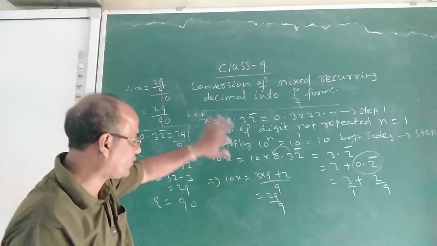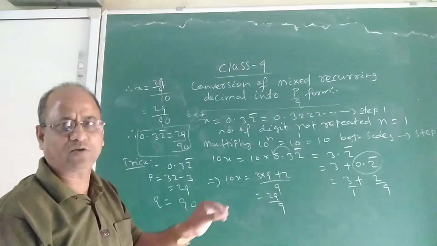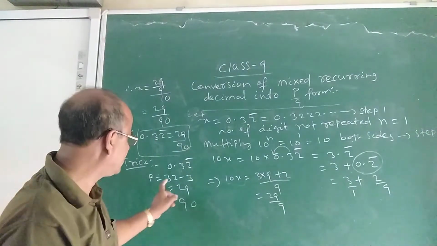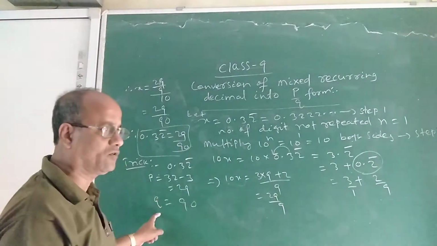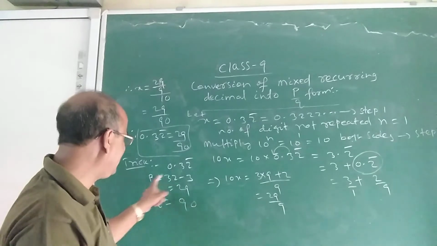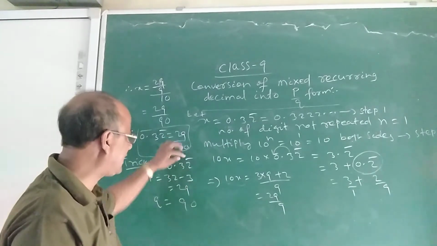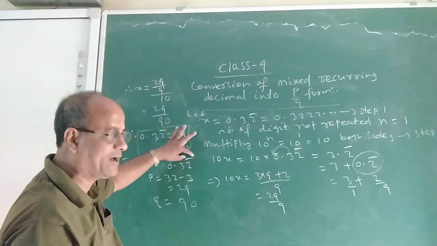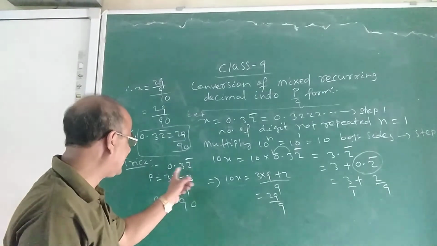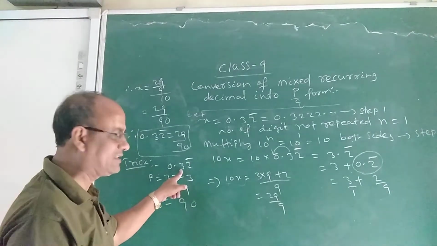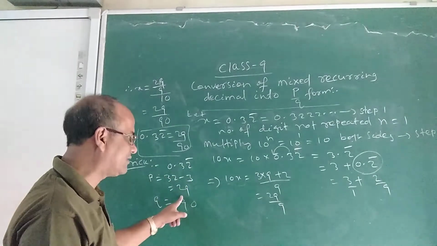Without conversion, suppose you did not follow the process and you want to find the answer instantly. So this is the technique: how to get P and how to get Q. You can find P by subtracting 3 from 32. That means you neglect or delete the bar. It will be 32. Then the non-repeating digit is 3. 32 minus 3 is 29.